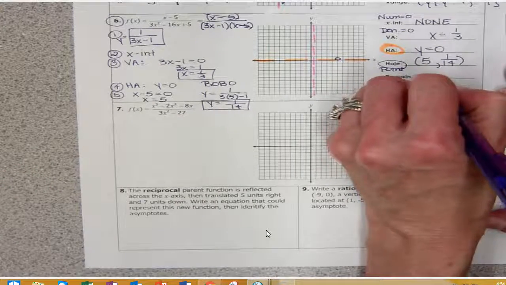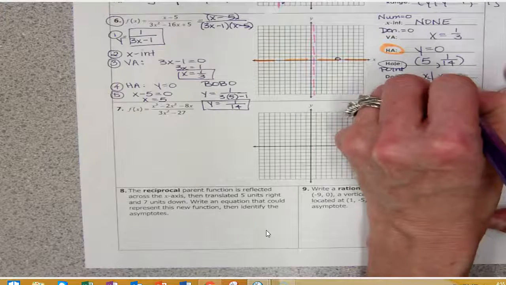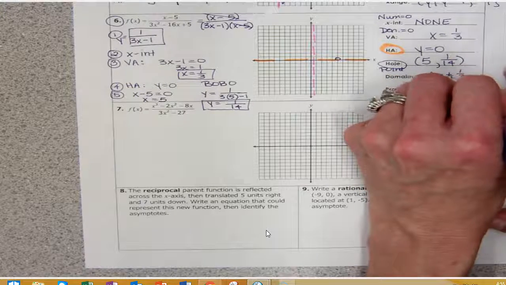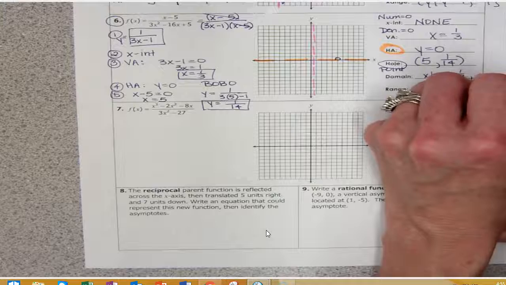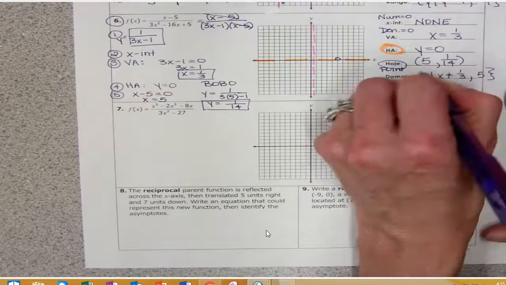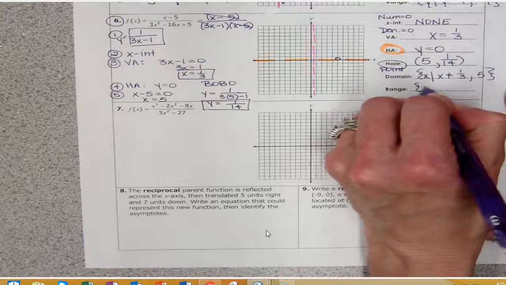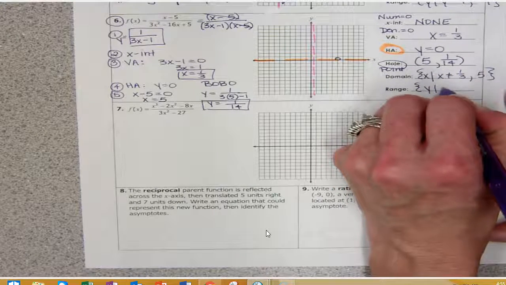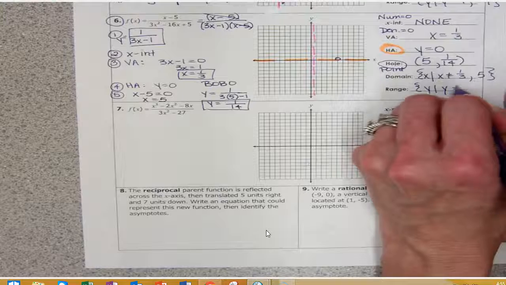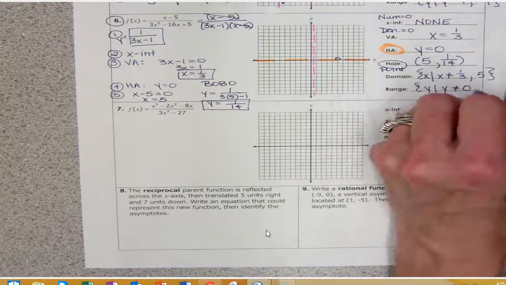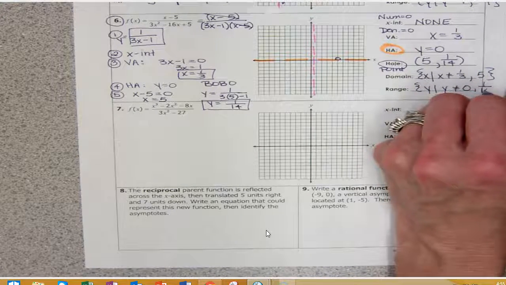So my domain is basically going to be where x is all real numbers, where x cannot equal 1/3 and x cannot equal 5. We're okay with that. And my range is going to be where y is the set of all real numbers, where y cannot equal 0 and y cannot equal 1/14.